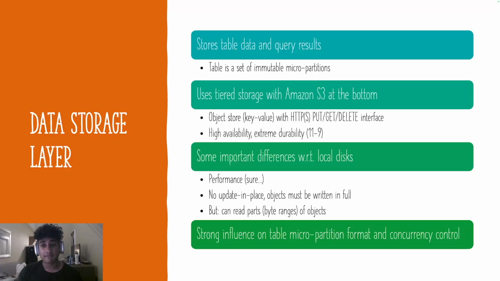Snowflake leverages a tiered storage approach with Amazon S3 at the base layer. S3 provides a highly durable and available object store with 11 nines durability, meaning that the likelihood of data loss is nearly zero. It offers a straightforward API for reading, writing, and deleting objects, which Snowflake uses to store and manage data efficiently. The base layer of storage allows Snowflake to focus on compute resources for query processing without having to worry about data durability or availability.